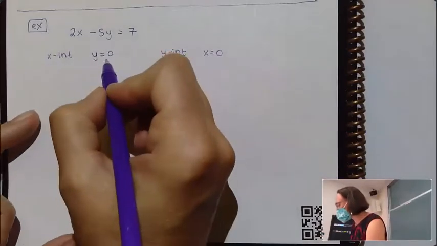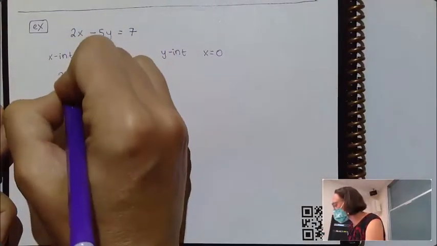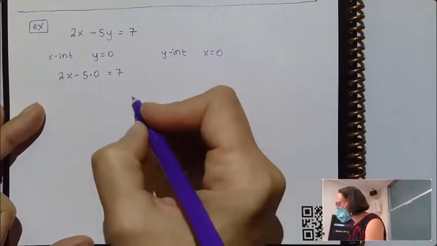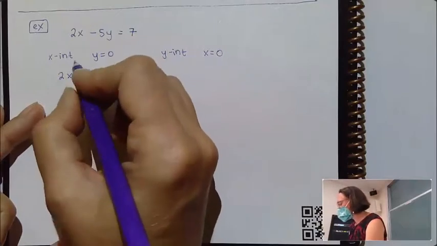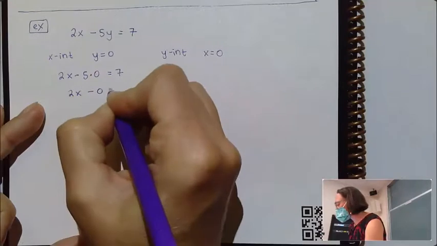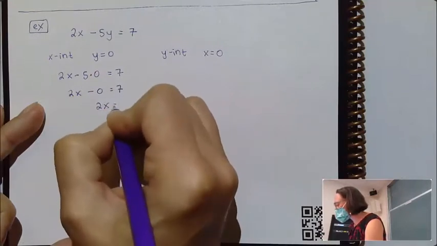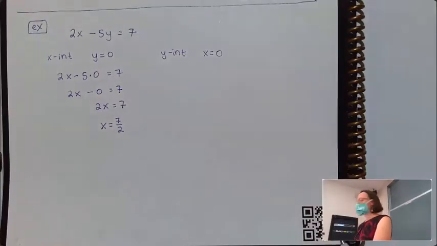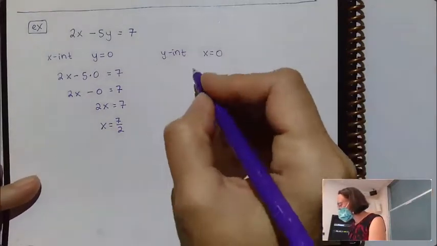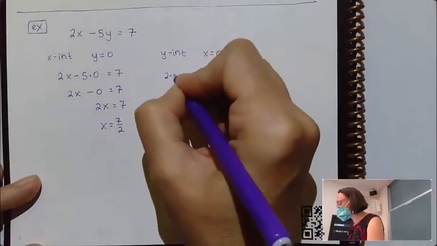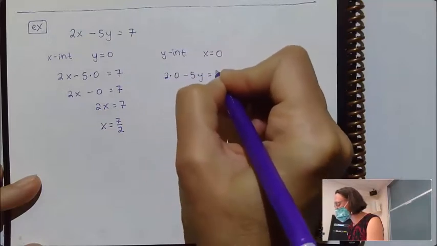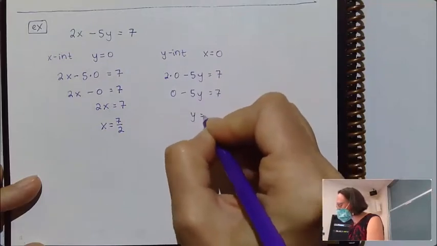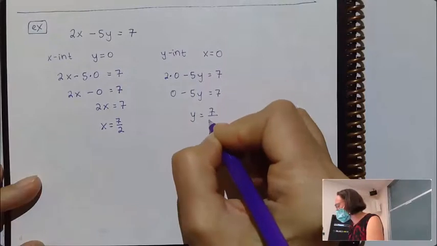Well, if I plug in 0 for Y, then my equation is going to become 2x minus 5 times 0 is equal to 7. 5 times 0 is 0. So that's like 2x minus 0, or 2x is equal to 7, which means x is 7 halves. If I then find my y-intercept by plugging in 0 for x, I'd have 2 times 0 minus 5y is equal to 7. Or 0 minus 5y is equal to 7, which means y is equal to 7 over -5.